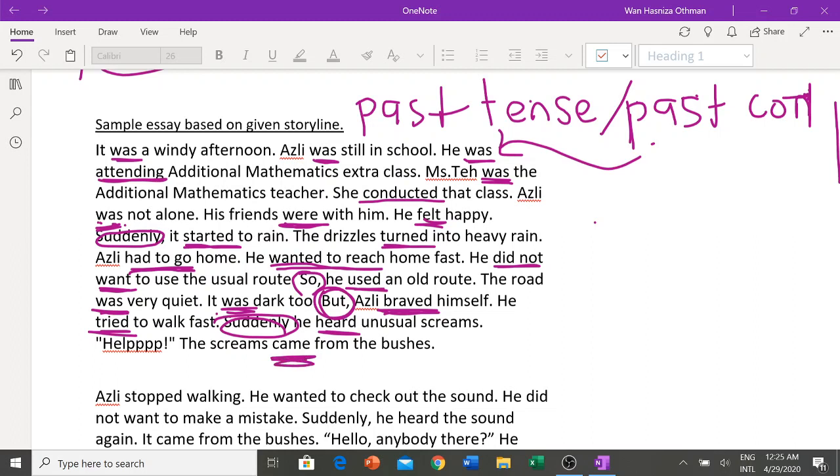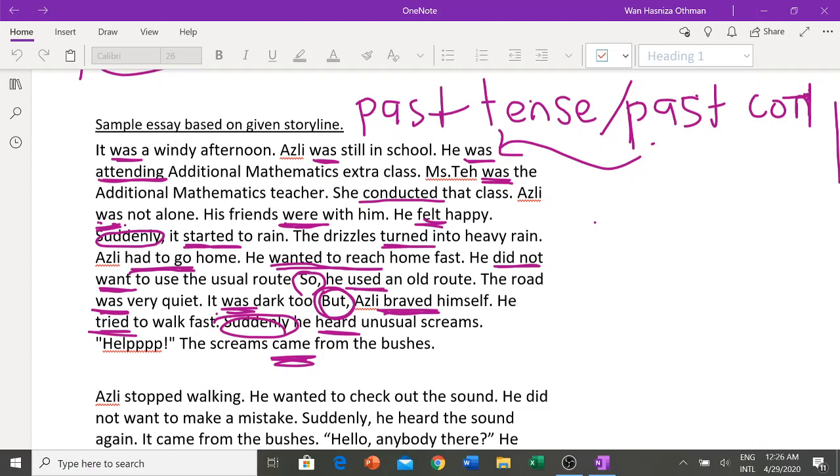Help! The screams came from the bushes. You see, there's no single sentence without a verb. So that means you need to pay attention, everyone. Every time you want to write any sentence, you need to make sure that you have the verb and the verb is in past tense. That is the only thing that you should focus on. Even if the sentence is short, it's okay. You just need to make sure there is a subject, there is a verb. That's all, and the verb must be in past tense. If you're not sure, just put everything in past tense. You don't even have to use past continuous tense.